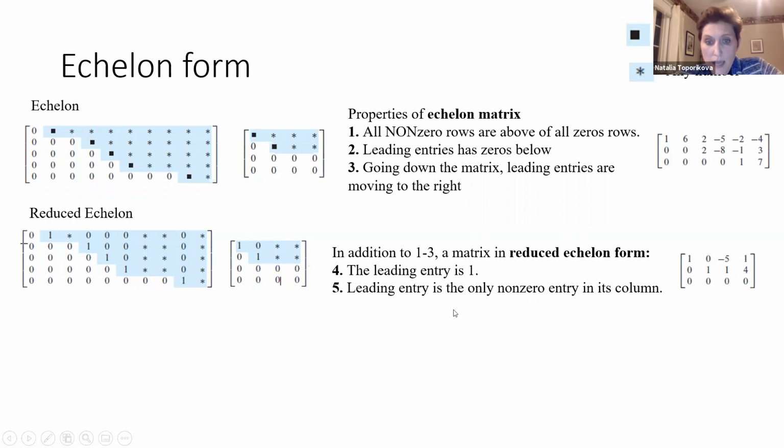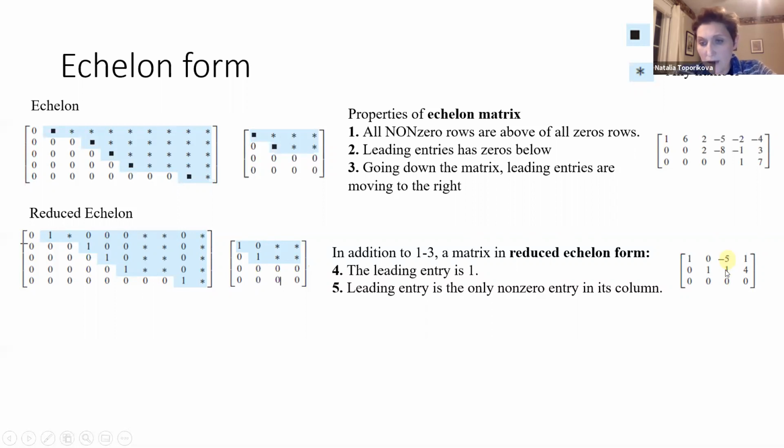Now, the leading entry is the only non-zero entry in its column. Okay, let's go through the columns one by one. The first one seems to be holding true: only 1, and the rest are zeros. In the second column, again, only one value is not 0, and it's a leading element. The third column seems to have a problem.